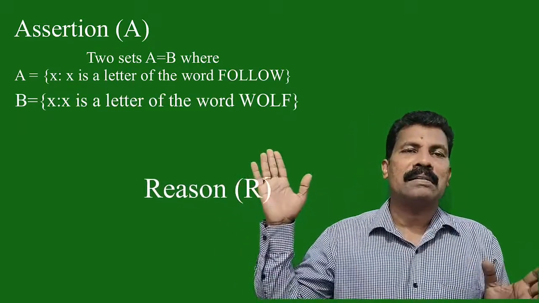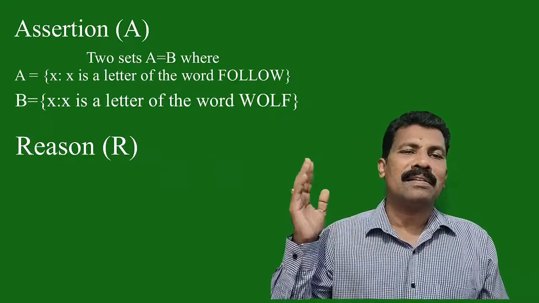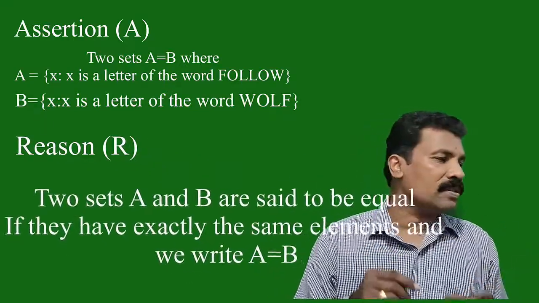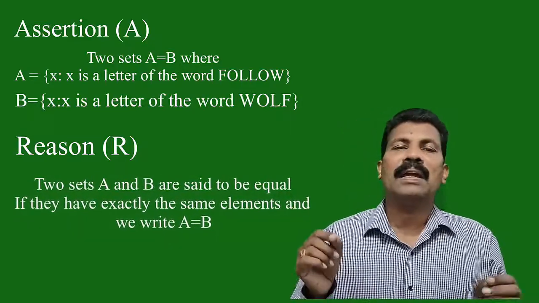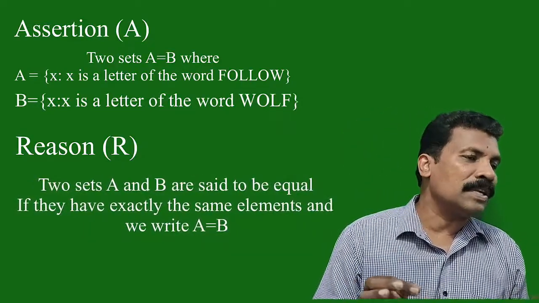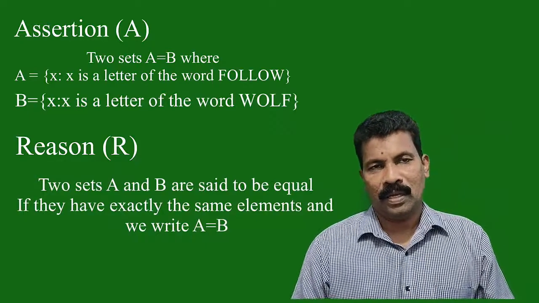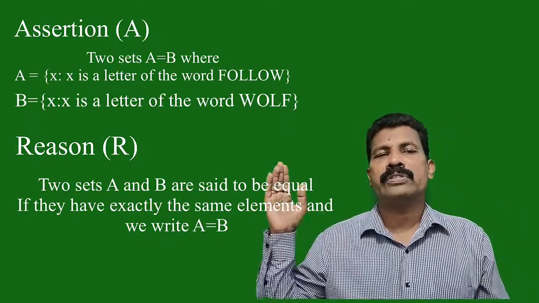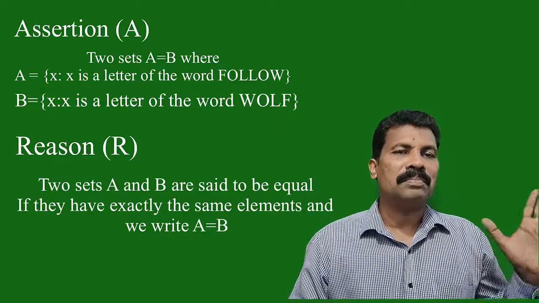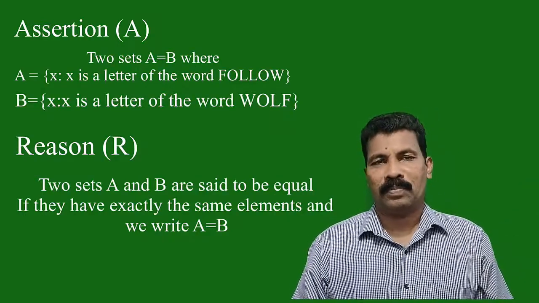And a reason will be given. That will be another statement. Two sets A and B are said to be equal if they have exactly the same elements. So based upon this assertion and reason, some options will be there.